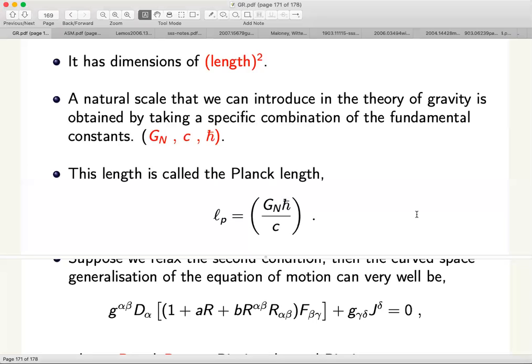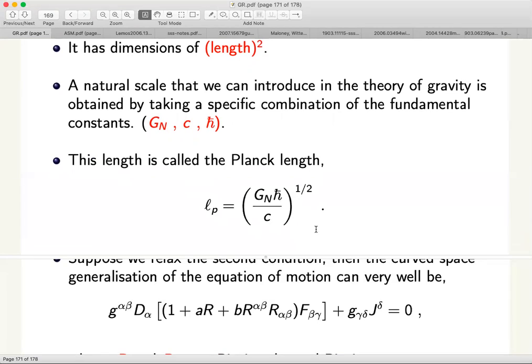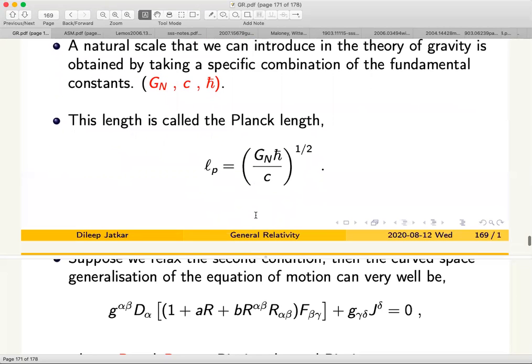It'll be corrected soon, but what we find is that the unit of length that you could define, which naturally occurs in a theory of gravity, is roughly the square root of Newton's constant in natural units in which you set h bar and c equal to 1. But if you don't set them, then this is the formula that you have.